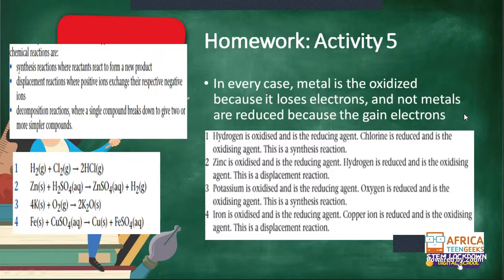Okay. So that was our homework from yesterday. I hope that everybody got it right, and you have made all your corrections and now understand what it means: number one, a reducing agent, an oxidizing agent, what is oxidized, what is reduced, and the type of reactions.